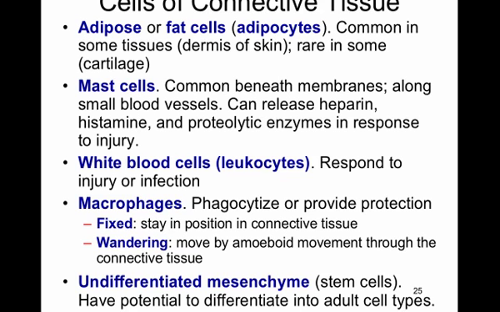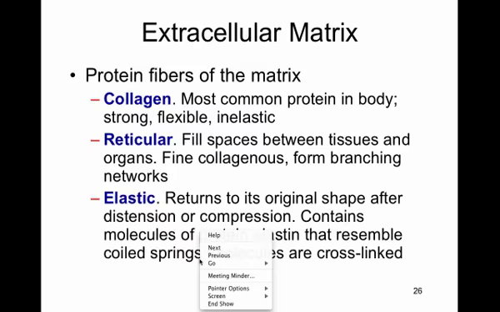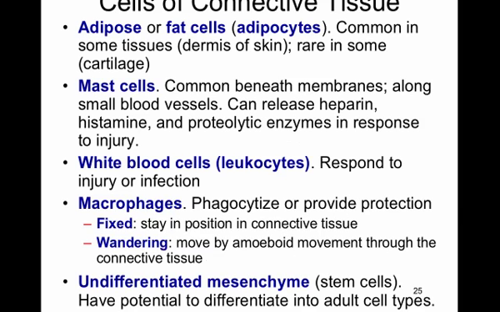Macrophages phagocytize debris and bacteria to provide protection. And there are fixed macrophages, which stay in position in the connective tissue, or wandering ones, which move around by amoeboid movement. Like when we watched the Monsters Inside Me video and they had the amoeba in his brain, the brain-eating amoeba. Do you remember the picture of when it moved, it kind of shot out these pseudopods, like feet, and then it drags itself. That's kind of how the white blood cells move through your body too.